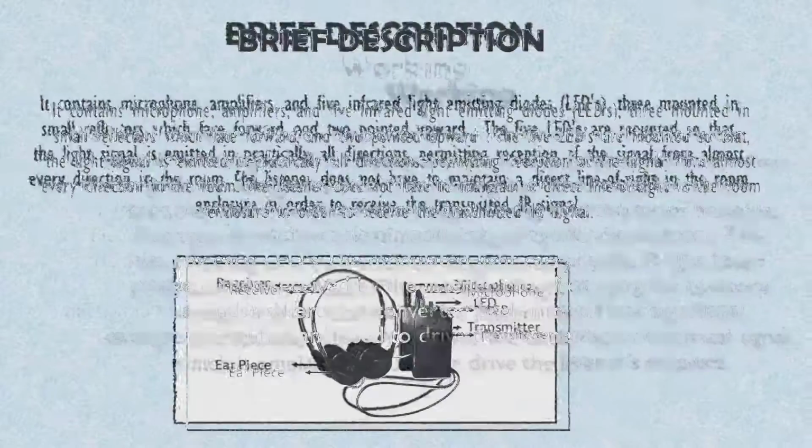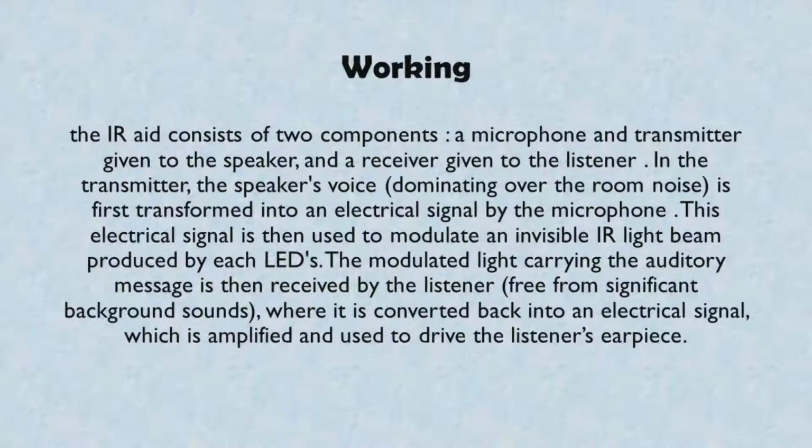room enclosure. The IR aid consists of two components, a microphone and transmitter given to the speaker and a receiver given to the listener. In the transmitter, the speaker's voice is first transformed into an electrical signal by the microphone. This electrical signal is then used to modulate an invisible IR light being produced by each LED. The modulated light carries the auditory message, is then received by the listener, where it is converted back into an electrical signal, which is amplified and used to drive the listener's earpiece.